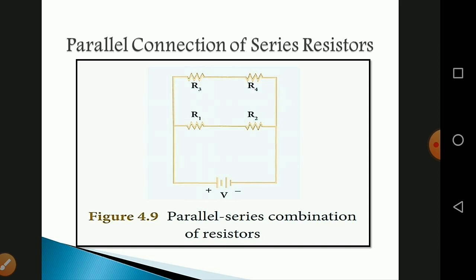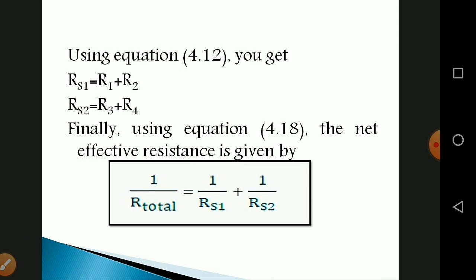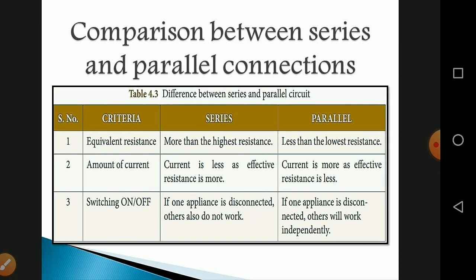So using the equations, RS1 = R1 + R2 and RS2 = R3 + R4, the resistors in series connection. Finally, using equation 4.18, 1/R total = 1/RS1 + 1/RS2. And the next topic, comparison between series and parallel connections.